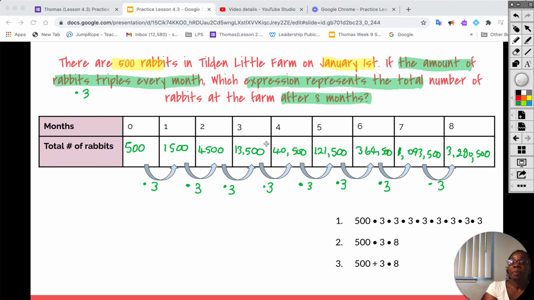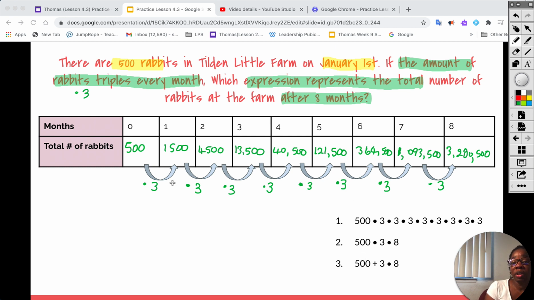All right. Now, importantly, they asked us, which of these expressions represents the total amount after 8 months? And so we can see 5 times 3, that's 15. That's 1,500 times 8. No, that's not going to give us 3 million. 3 times 8, that's 24, plus 500. No, that's still not going to take us to 3 million.